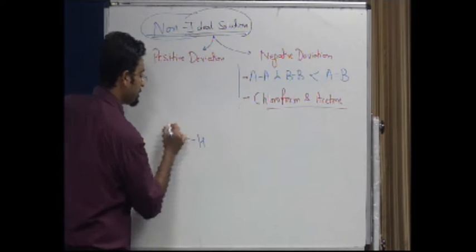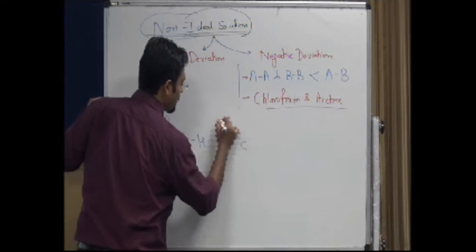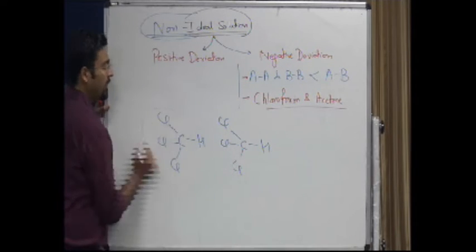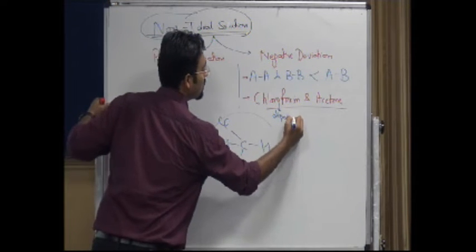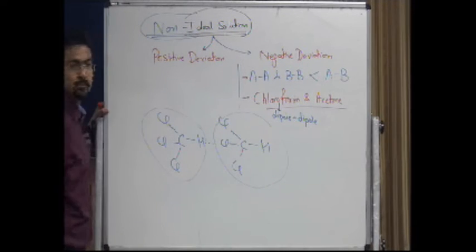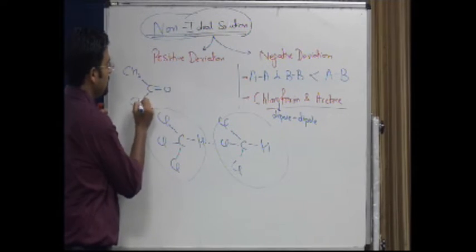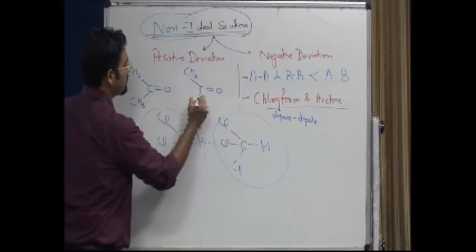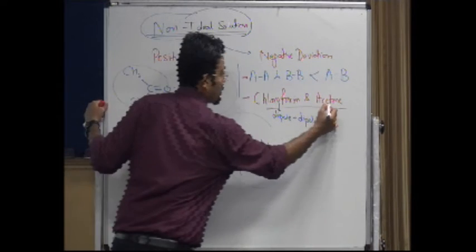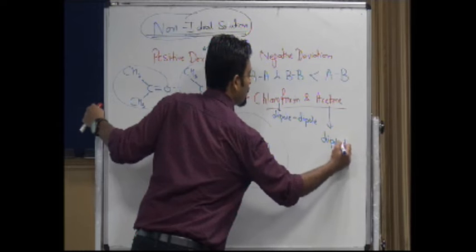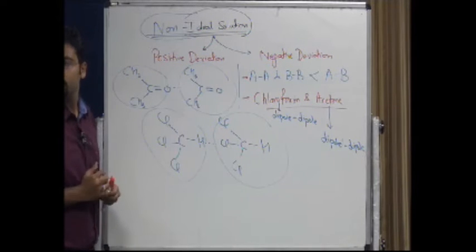Now this is chloroform, right? And so if I consider another molecule of chloroform, as this molecule is polar and this molecule is polar, they attract each other through dipole interaction, right? This is an acetone molecule. There is one more acetone molecule. Since this molecule and this molecule are also polar, they attract each other through dipole interaction. Got it?